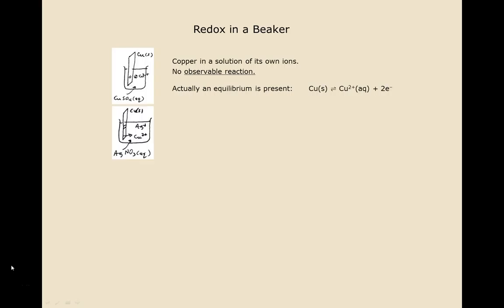Now let's look at a different situation. Here we have the strip of copper sitting in a solution of silver nitrate. So this is copper in a solution of different ions. When a copper ion comes into solution, there is now a competition between the copper ion and the silver ion for the electrons on the strip. And the question is, which one wins?